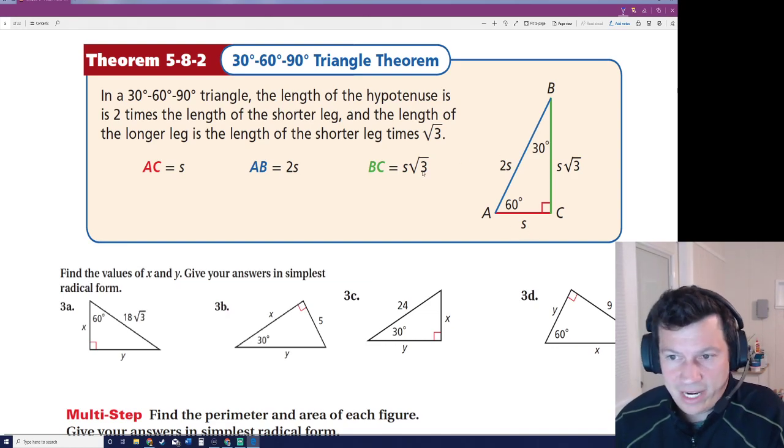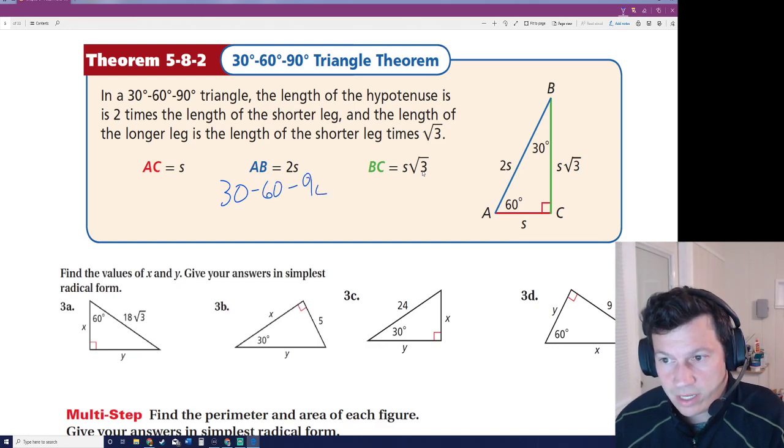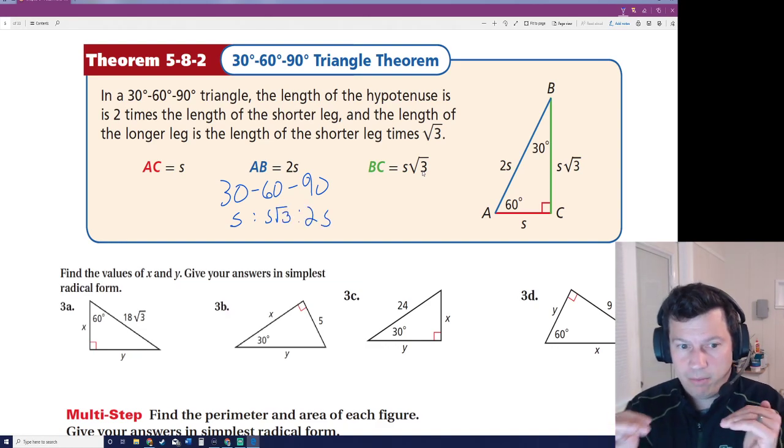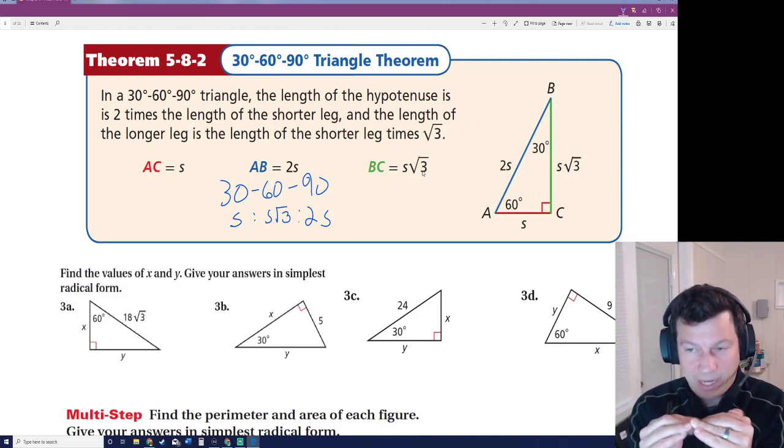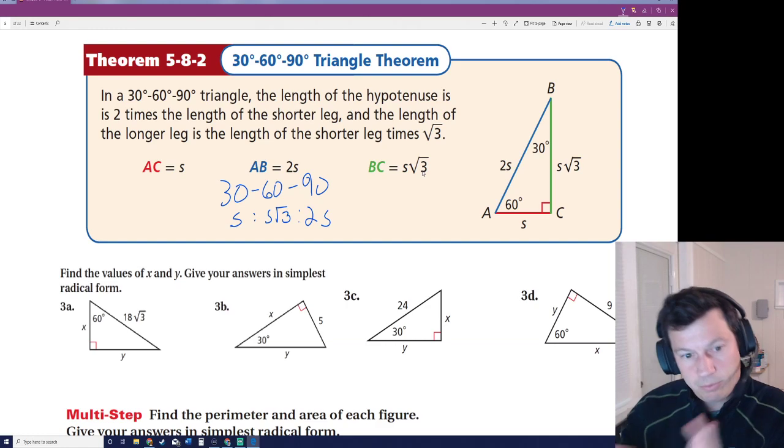So we have 30, 60, 90. And again, this is the way I said to remember it. You can remember it however you want, but I think this always works because opposite the 30 is S, opposite the 60 is S root 3, opposite the 90 is 2S. That's like the minimum of knowing things, is knowing the special right triangle ratios, like actually knowing what they are. And then the next step would be being able to put them on the diagram.